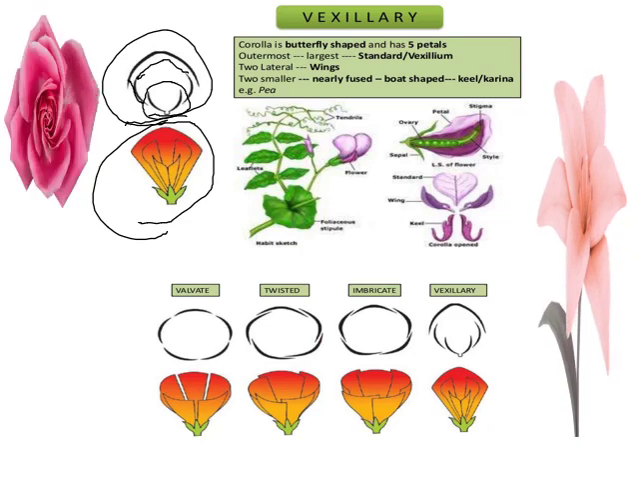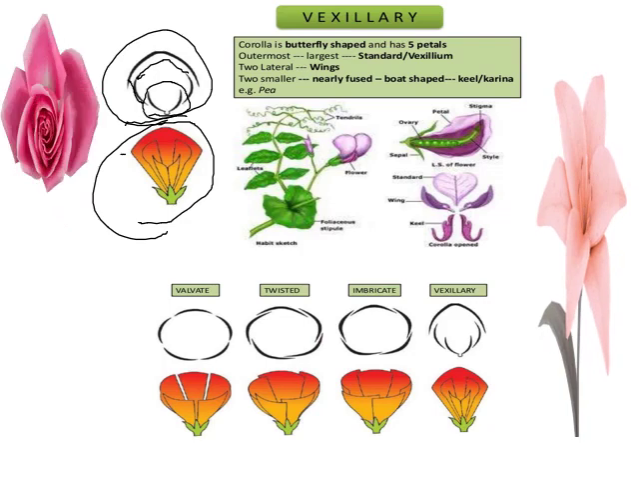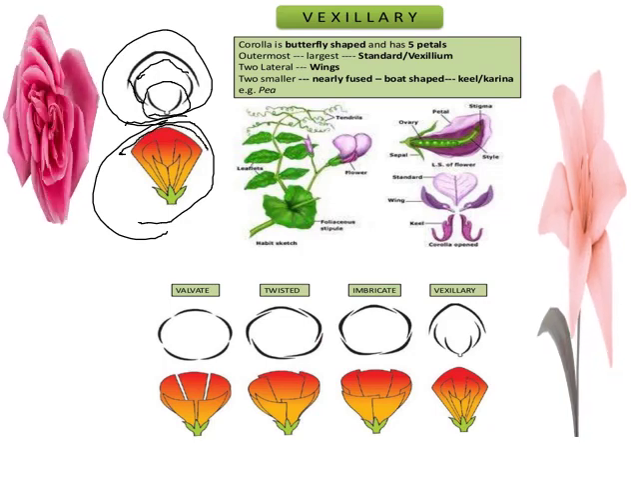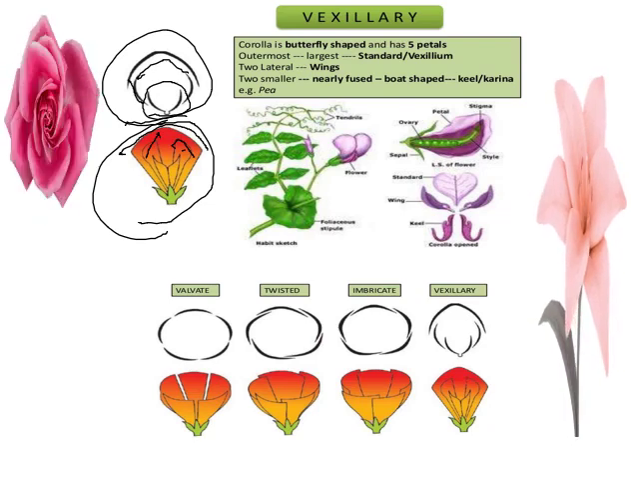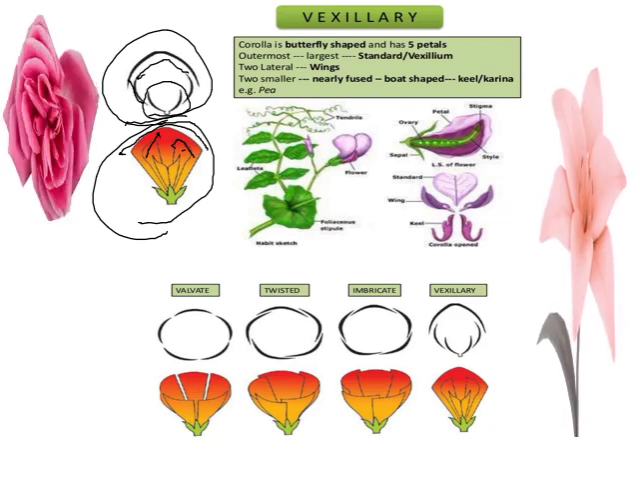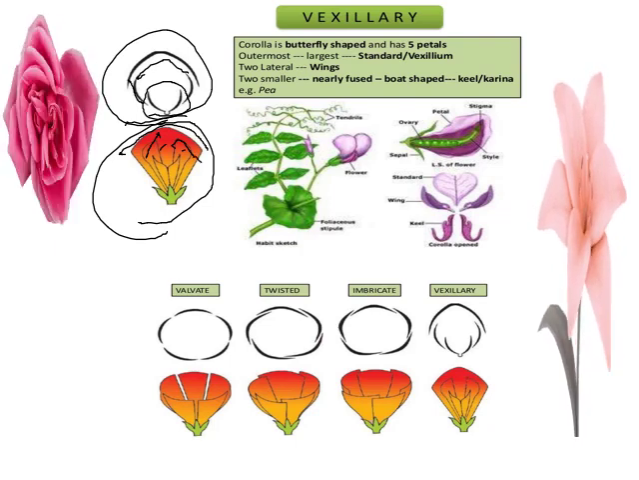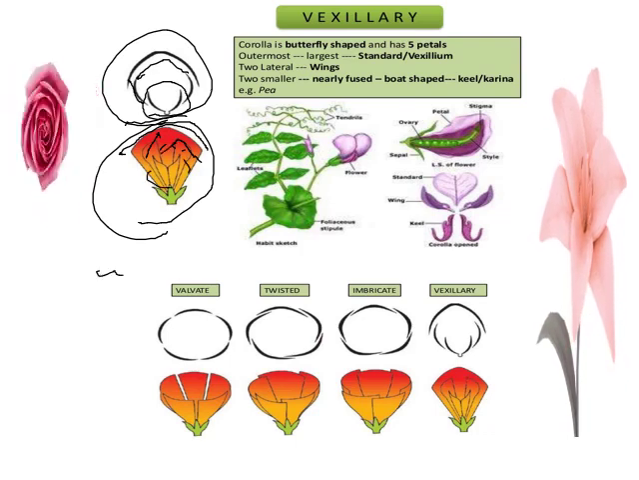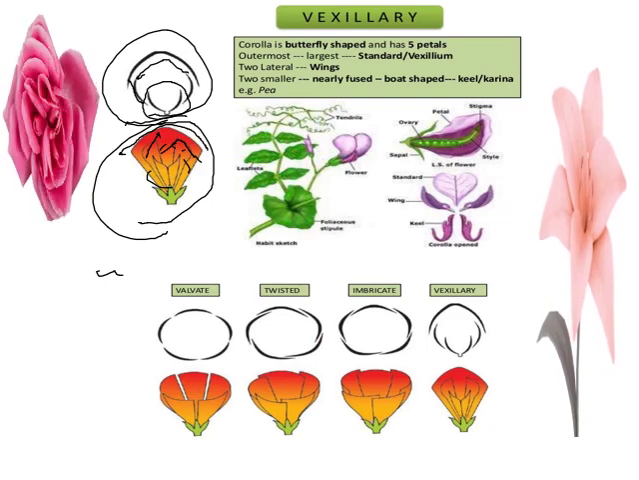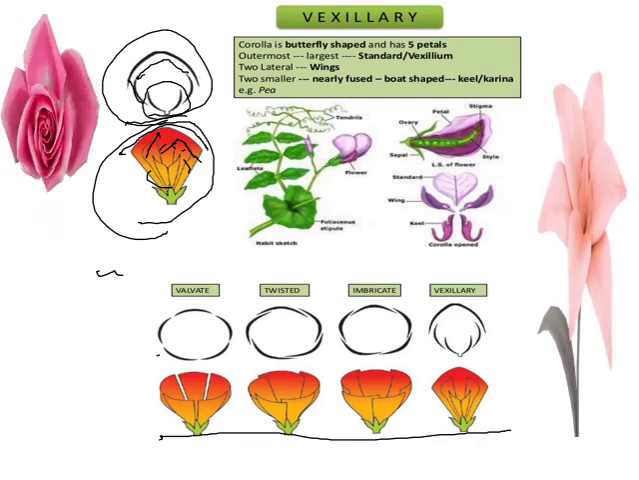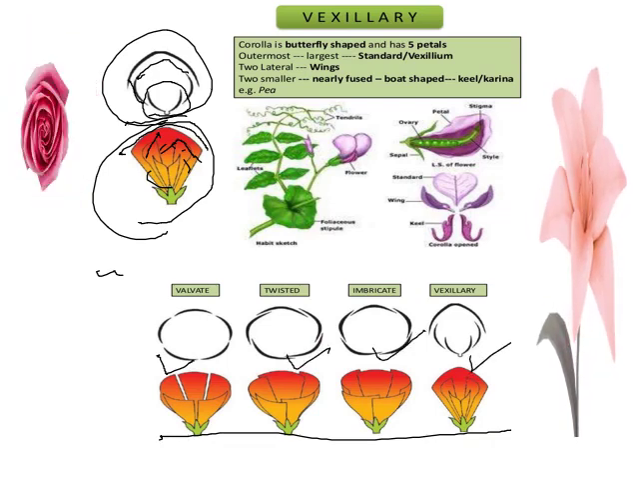So in this vexillary case, we have 5 petals. One is the outermost one, this one, that is called vexillum. Then these lateral ones are called wings, and the lowest fused petals are called carina or keel. So here we have the summary of all these estivations: valvate, twisted, imbricate and vexillary.